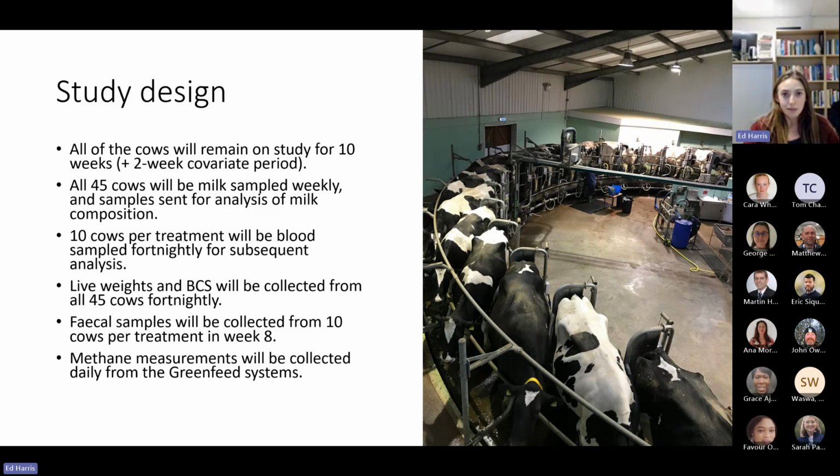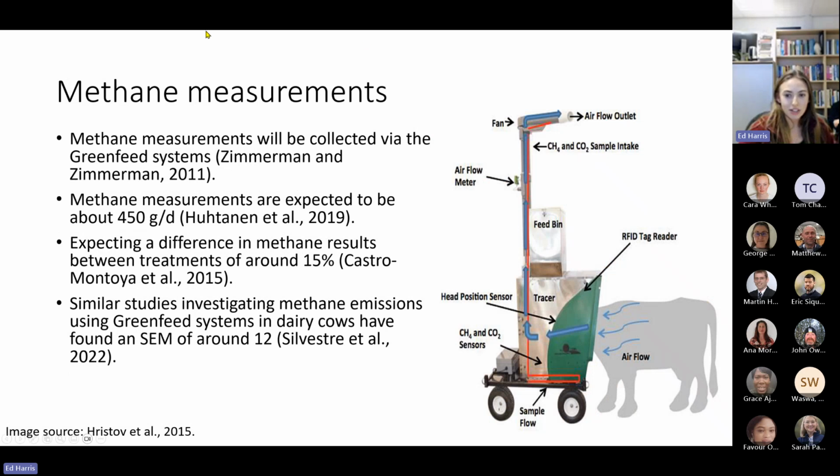Now coming on to the methane measurement side of things, the methane samples will be collected via a system called the GreenFeed systems, which is something we've had recently fitted. This diagram shows you how they work. There's been quite a lot of work done using them, but it's the first time we've had them at Harper, so it's a very new area that we're looking at in terms of how to measure the methane.